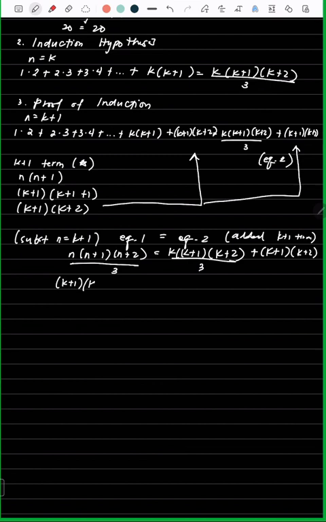So if we substitute our n to k plus 1, that would now become k plus 1, k plus 1 plus 1, k plus 1 plus 2 over 3. So simplifying, that would be k plus 1, k plus 2, k plus 3 over 3.